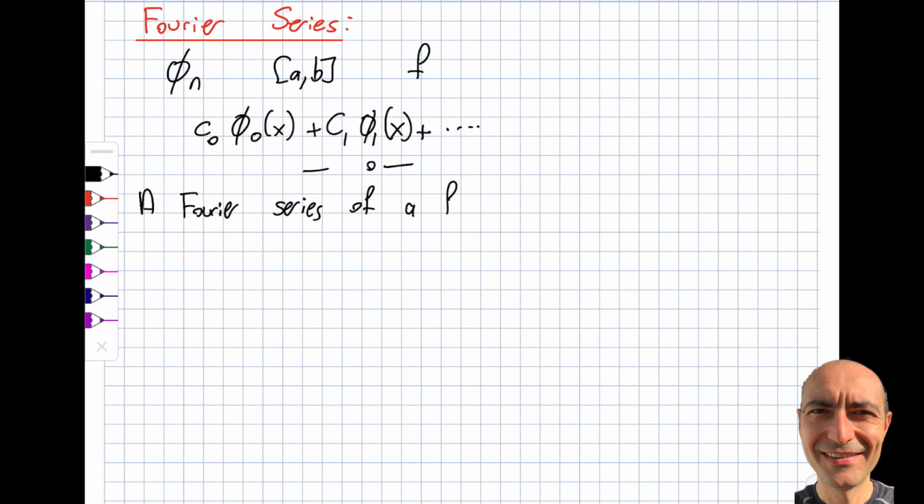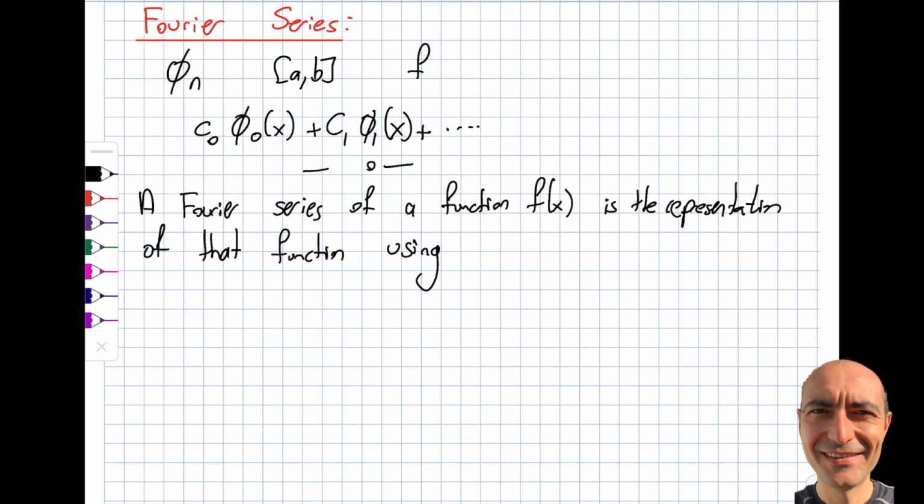of a function, just like the function that I have up there, and let's be more specific, f of x is the representation of that function using trigonometric series such as sine and cosine, okay? And I will go ahead and try to find my coefficients that I have over here, right?